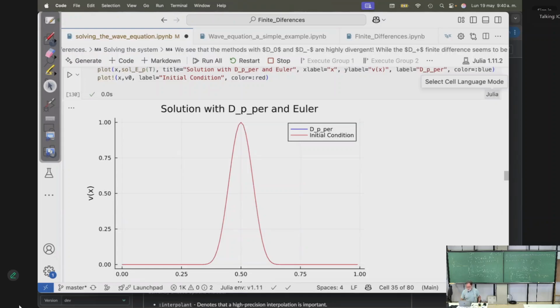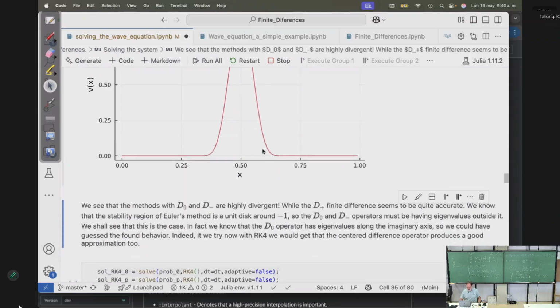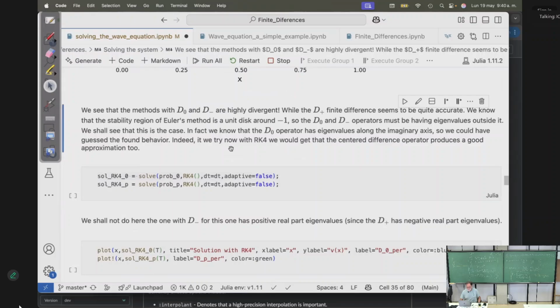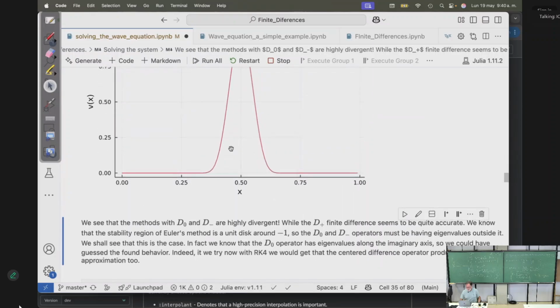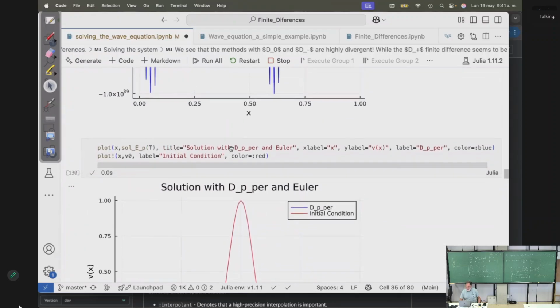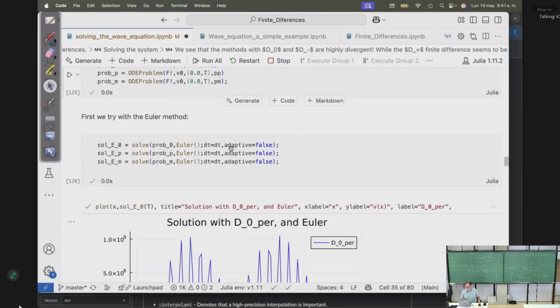So what is going on? This is first order, a method that is first order. I'm using Euler, which is first order. With this I'm getting the exact solution, and with the other two I'm getting something which explodes. So these two are unstable, and the plus is okay. There is an explanation we are going to see later on, but we already saw the other day.